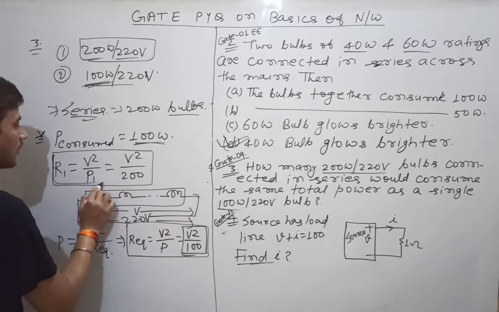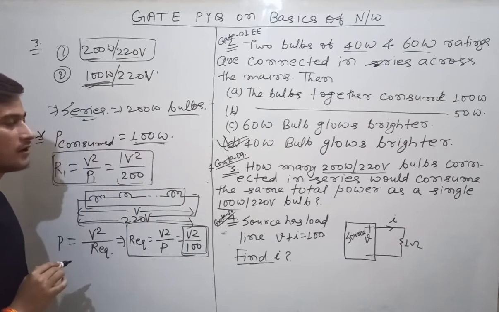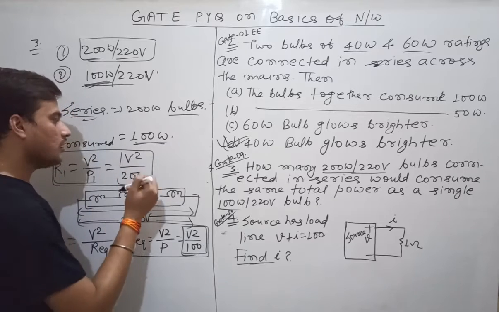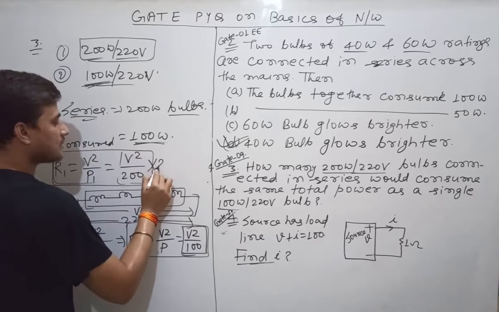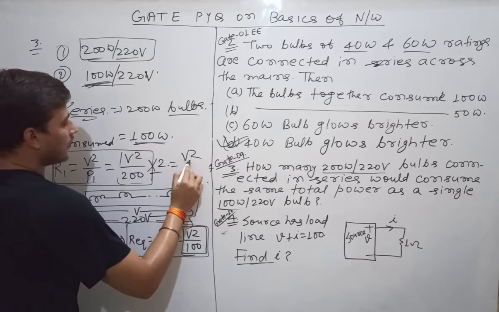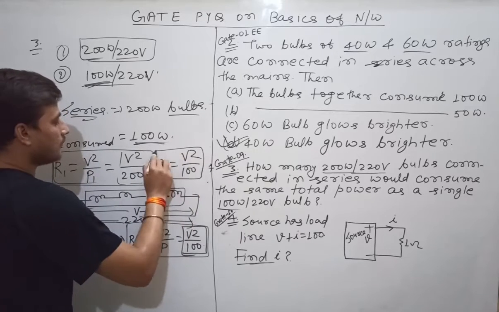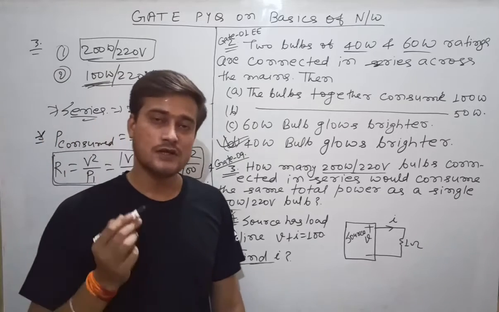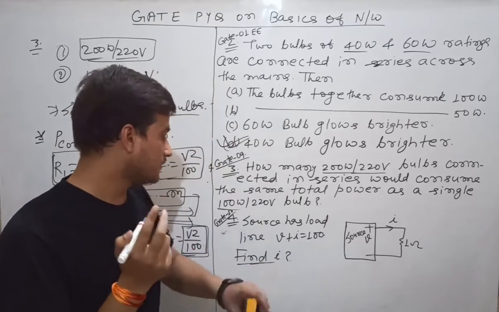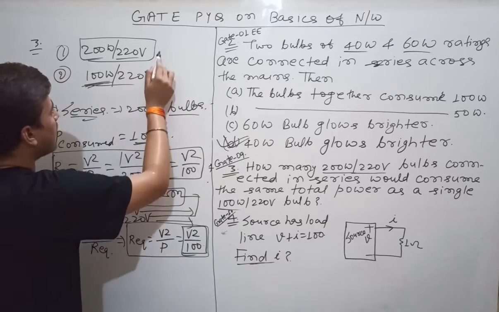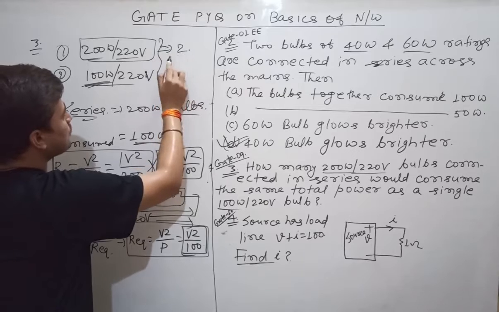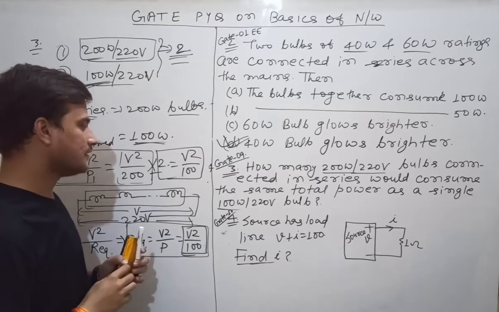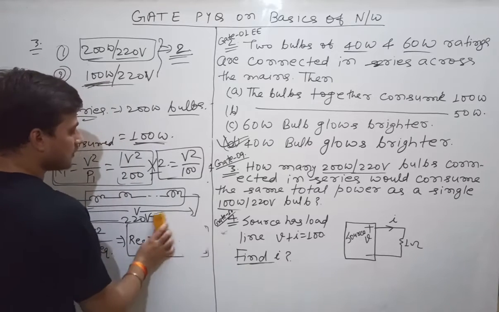Now you know that the resistance of one bulb is V square by 200. So if you connect two bulbs in series, then the resistance will become V square divided by 100, which is equal to this resistance. That means two bulbs should be connected in series. Its answer is 2. Clear? So the third question is clear.